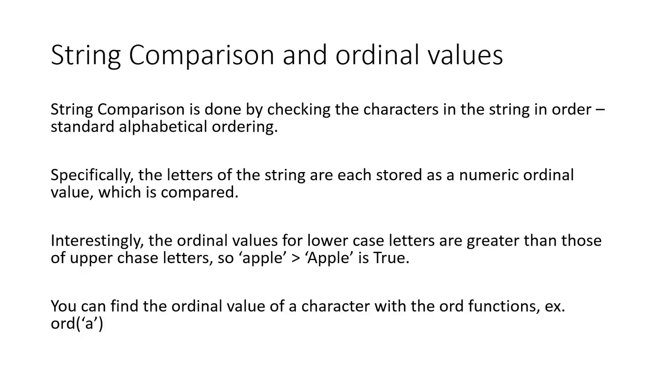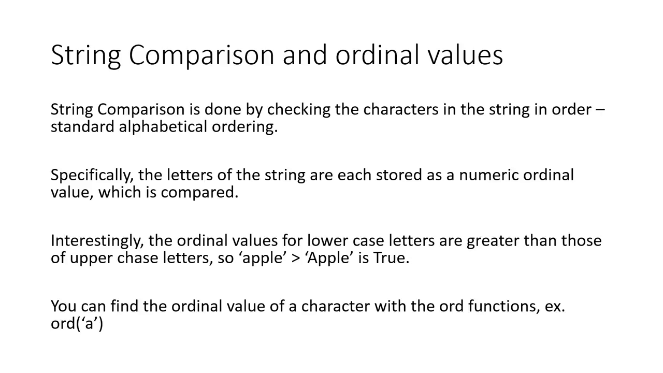Now, strings can also be used in comparison to get Boolean values, in the same way we can do, for example, numerical comparison to find a Boolean value. String comparison is done by checking the characters of the string in order, which follows standard alphabetical ordering. So aardvark would appear before apple, and apple would appear before ball.